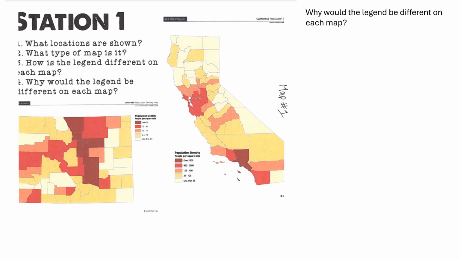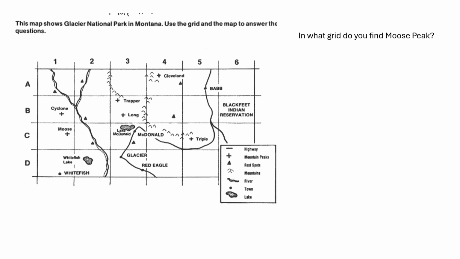All right, we're going to go to station number 2. This is a grid. And I look at my title here. It says this map shows Glacier National Park in Montana. Use the grid and the map to answer the questions. So this is Glacier National Park in Montana. Question number 1 says, in what grid do you find Moose Peak? Now in our creative map, remember our numbers are across the top, letters across the bottom. When we answer a question, we say letter first, then number. For example, A1, A4, B5, things like that.